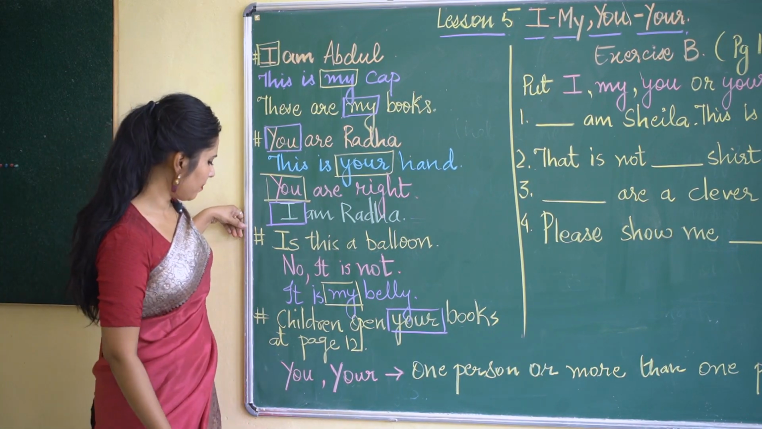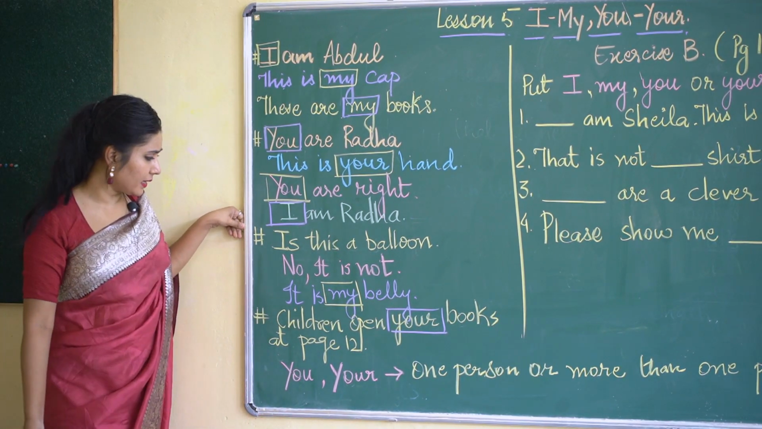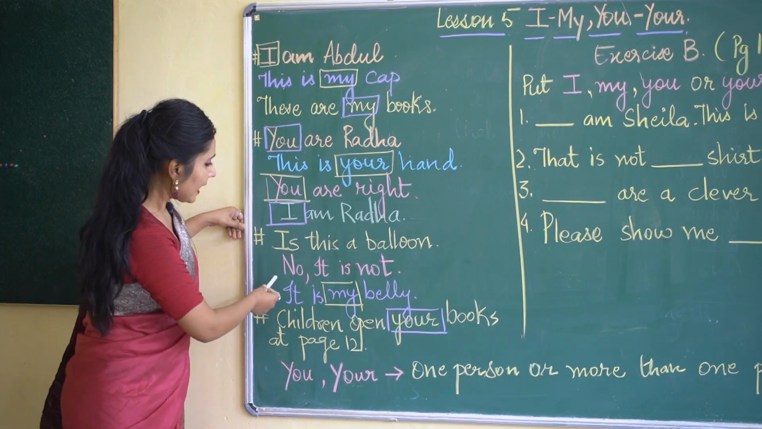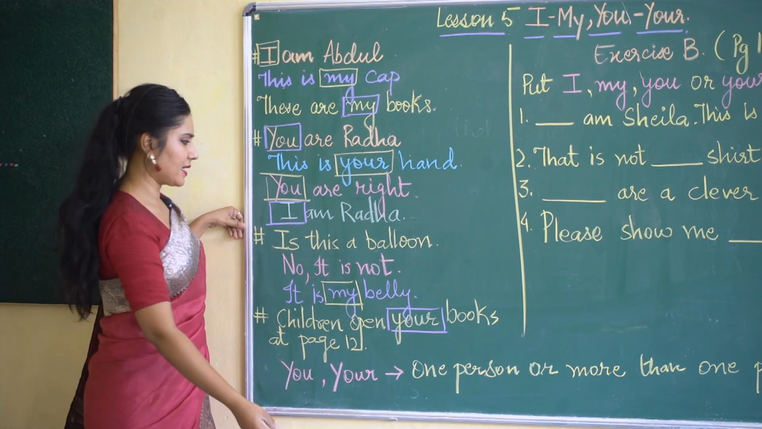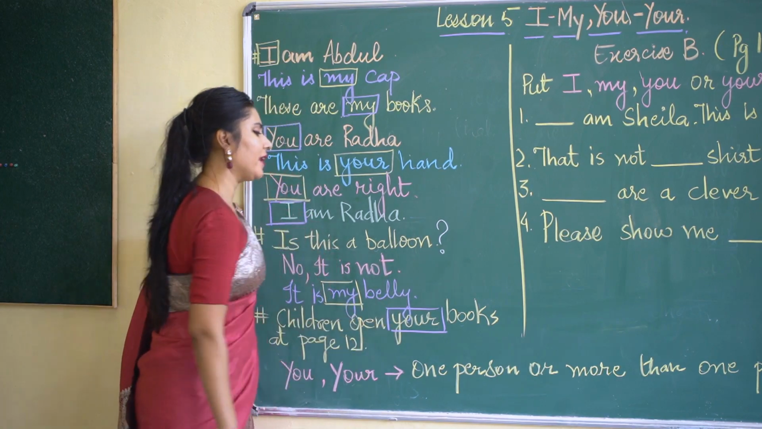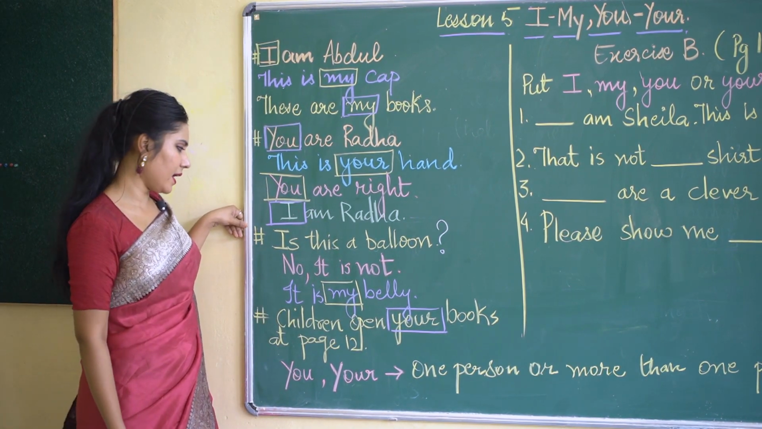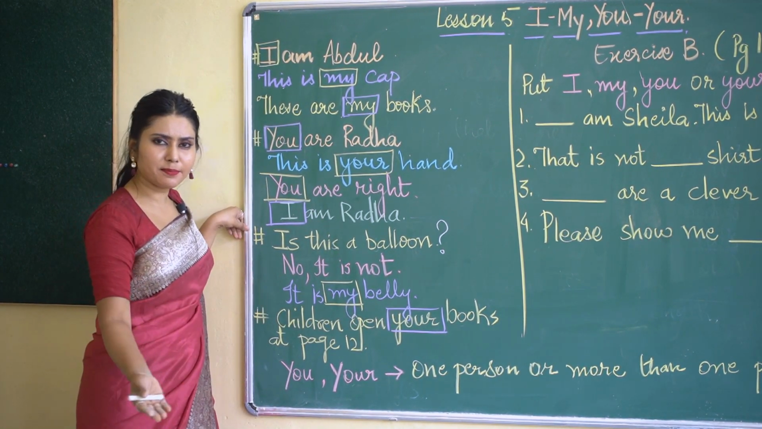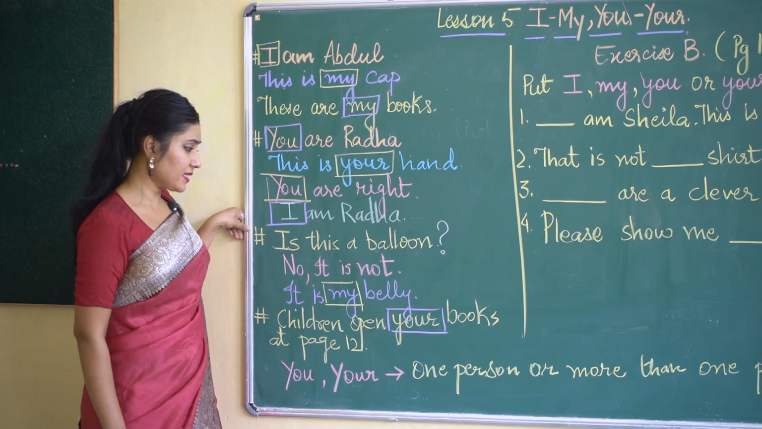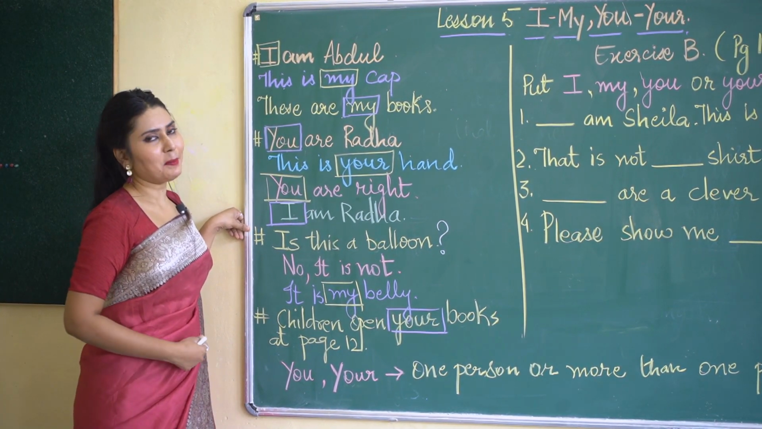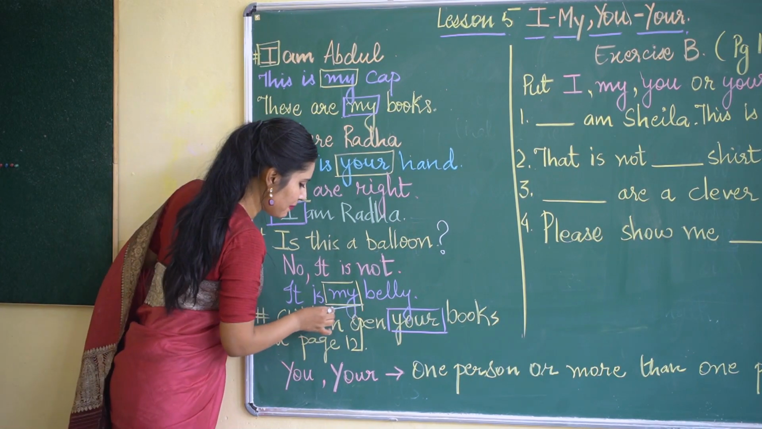Another one given here below is of your picture, of your book. Is this a balloon? You're asking, is this a balloon? Whenever you ask, you apply a question mark there. So the person in that picture is saying, no, it is not. It is my belly.